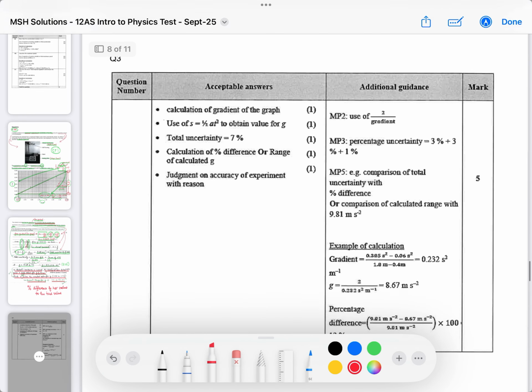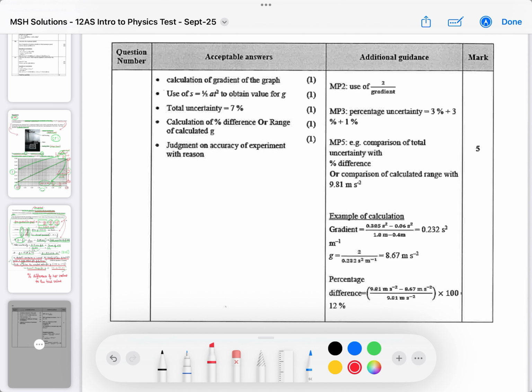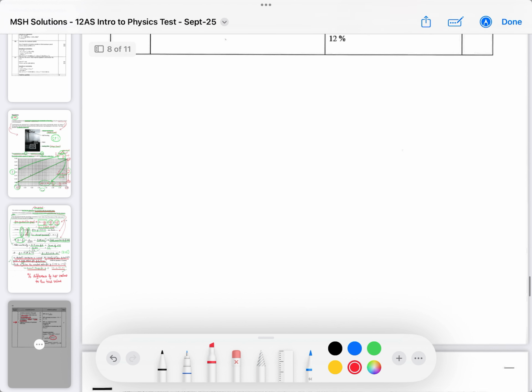Okay, and here's the mark scheme. That's how you get the marks. Calculation of gradient, 1 mark. Use of s equals ut plus half at squared, 1 mark. Total uncertainty, 7%, 1 mark. Calculation of percentage difference or range, I use the range of her values of g. And then a judgment of her conclusion for the final 5th mark. Okay, and you can see even they got 8.67, I got 8.48. That depends on how you drew the line of best fit. So you can stop the video and have a look at the mark scheme.